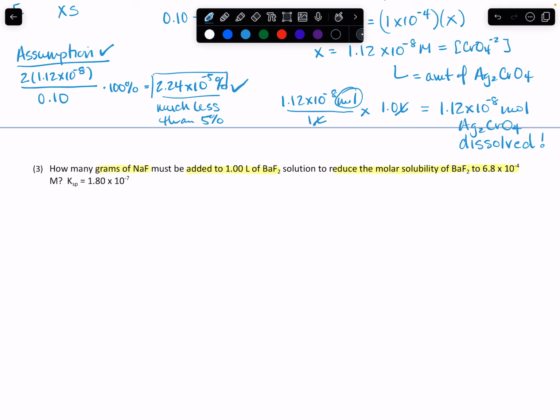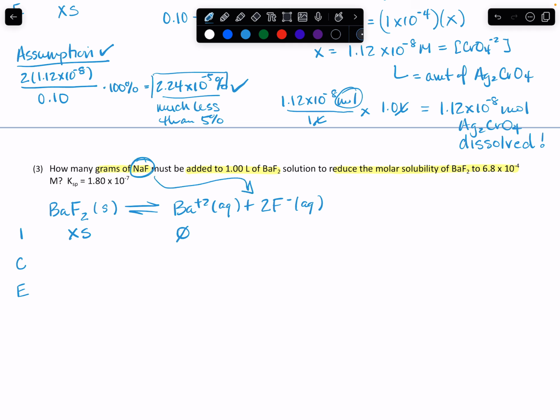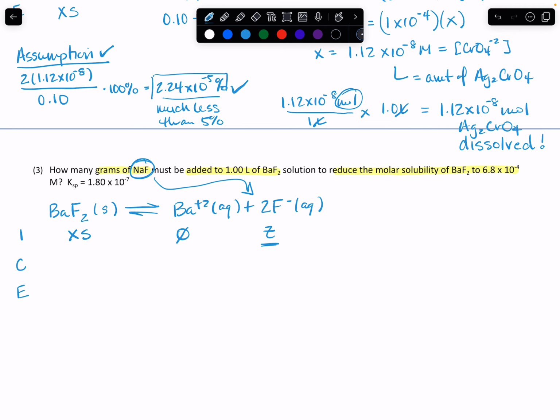All right, so I'm going to start again with my reaction. So I've got barium fluoride. Split that into barium 2 plus ions and fluoride ions. Now if we think about it in terms of a nice chart, we're going to have excess barium fluoride. We are not going to have any barium ions initially. But we are going to have some amount of fluoride ions. I'm going to call it Z. That's going to come from that sodium fluoride, and that's what we want to get.